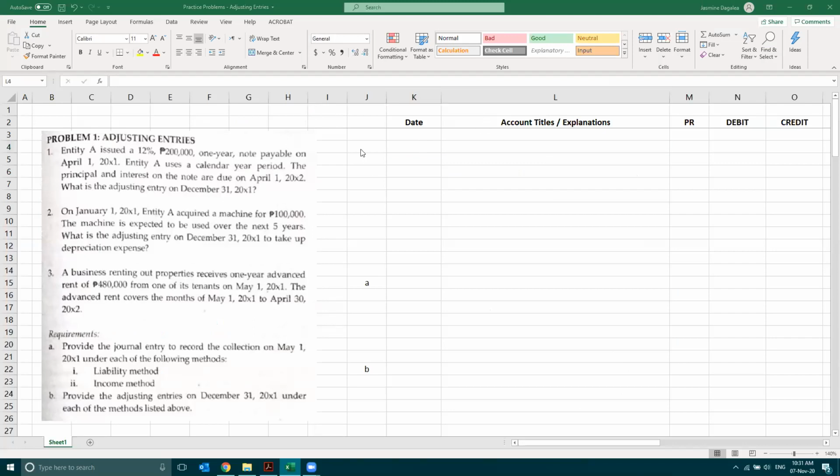Ayan. So, paano kaya natin i-journalize yung adjusting entry for number 1?